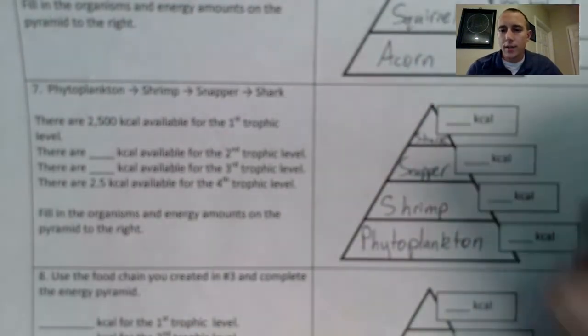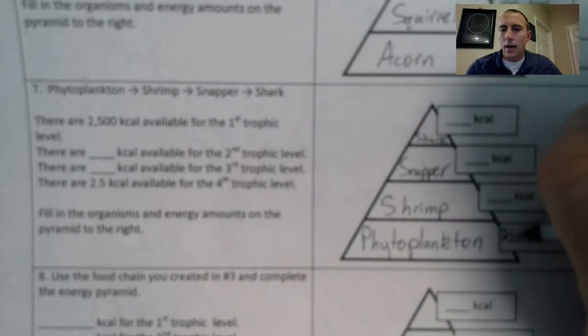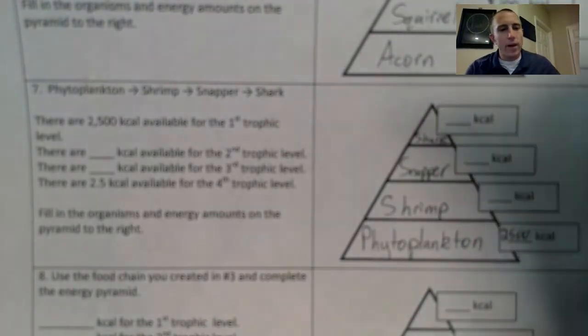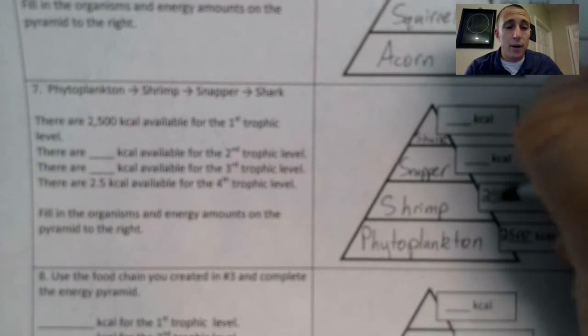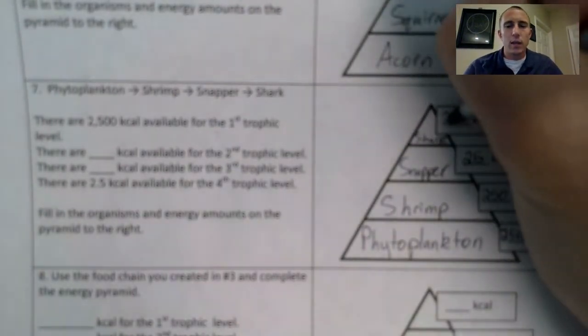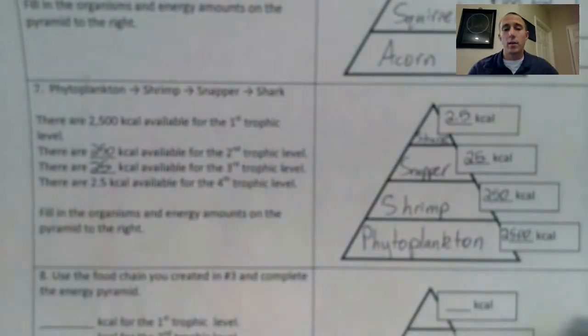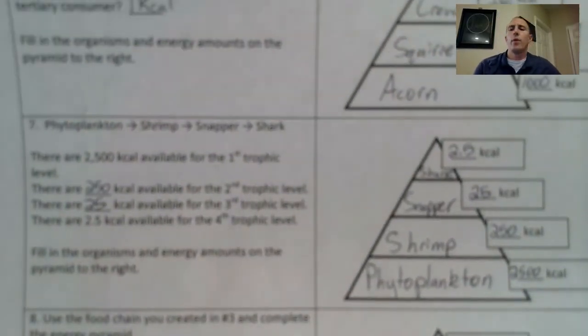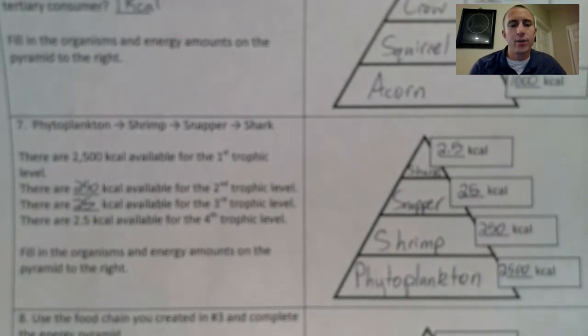So if we look at this, 2,500 kilojoules for the phytoplankton would mean 250 kilojoules available to the shrimp. 25 kilojoules would be available to the snapper turtle, and then 2.5 kilojoules would be available to the shark. So it's a really pretty easy trend for us to understand there.